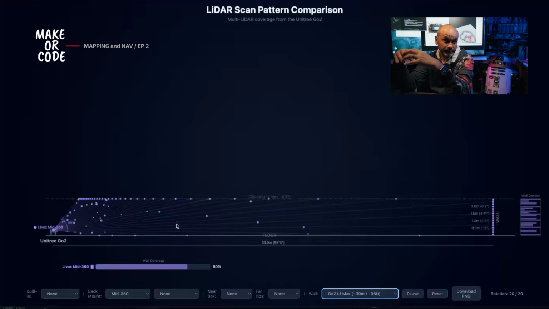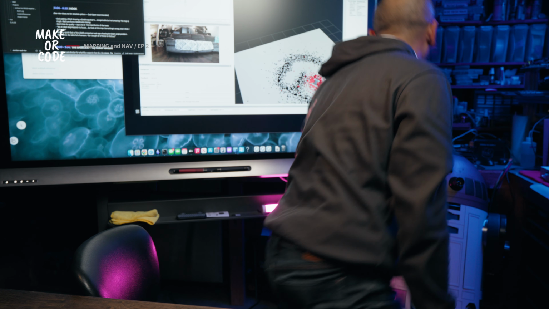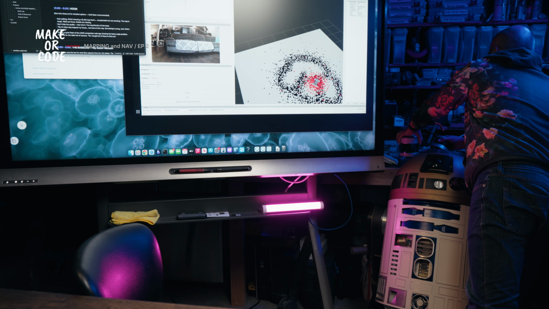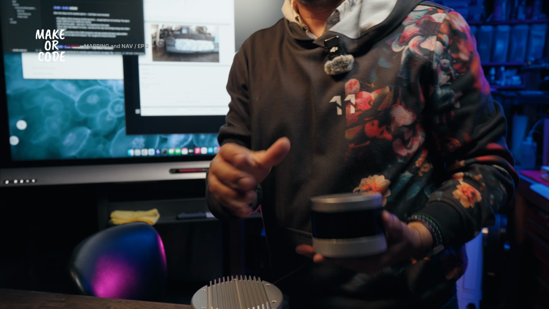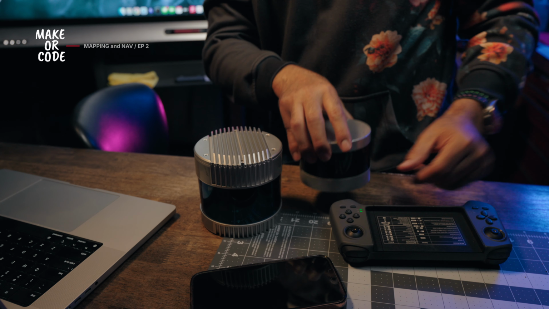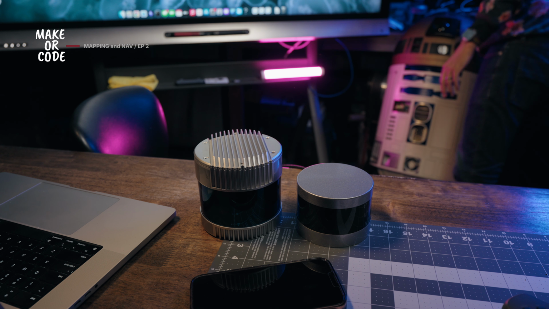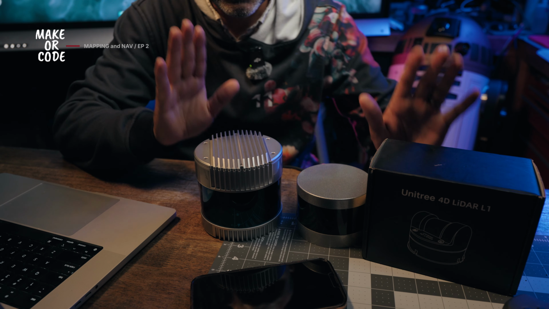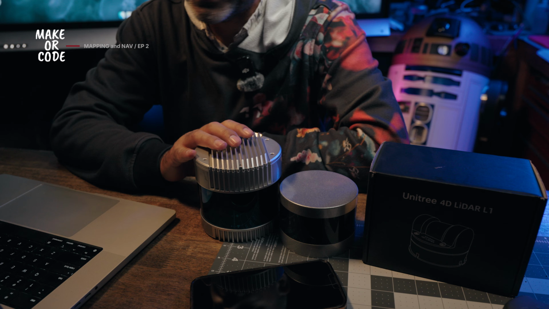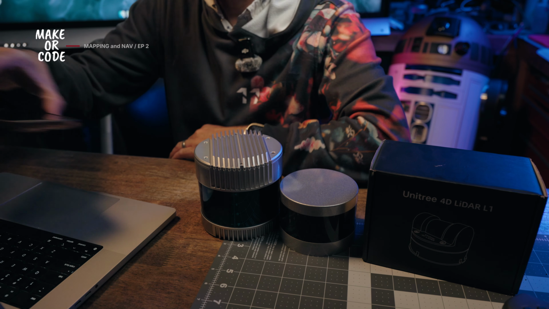So expensive right now. I don't have the funds to just buy one of those, but I did buy the PANDAR-40, the VLP-16, and the Unitree L1. So the plan is shove these onto the back of the Unitree Go2 and see what I get.